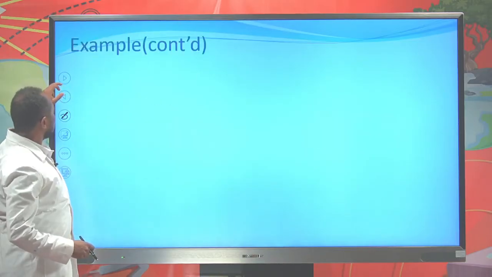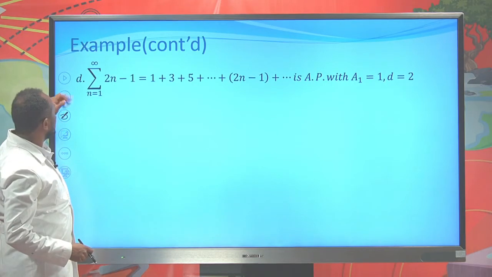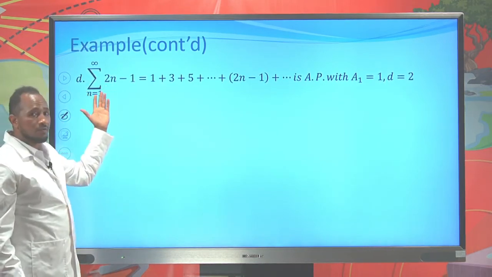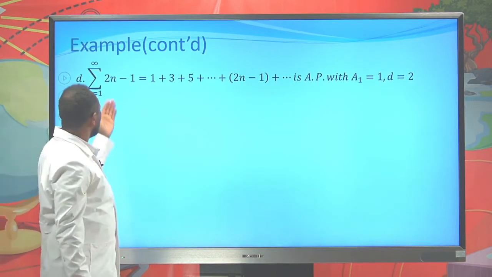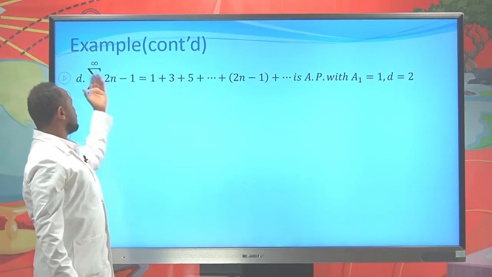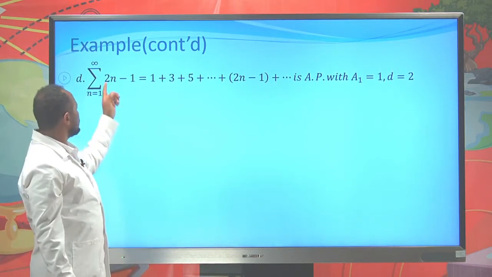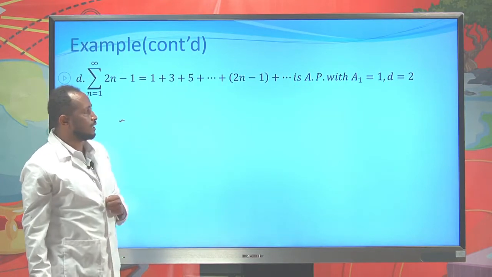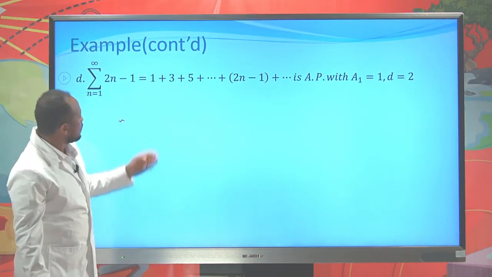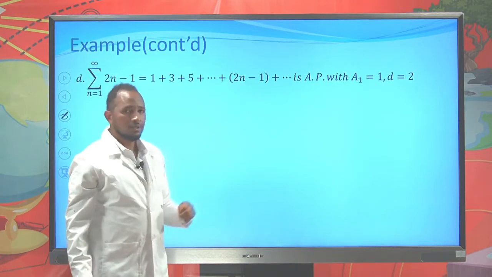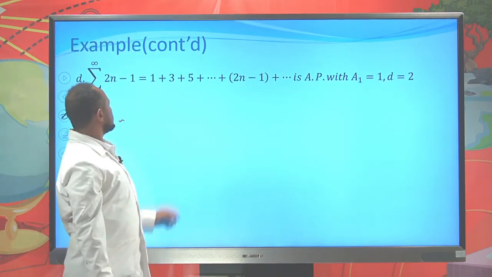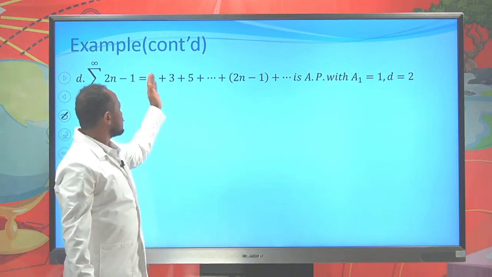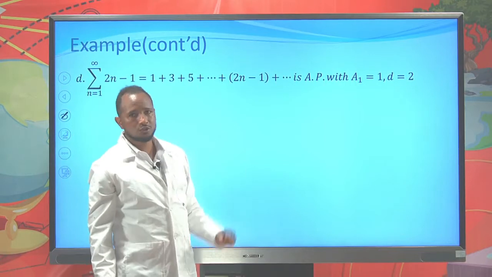Okay, so let's proceed to the other part. This one, we are asked to determine whether this sequence diverges or converges. So 2n minus 1, where n starts from 1 up to infinity. This means when you put 1 here, 2 times 1 is 2 minus 1, that's 1, then 3, and it goes on like this. So when you see this sequence, it is an arithmetic sequence with first term 1 and the common difference, it increases by 2. So the common difference is 2.